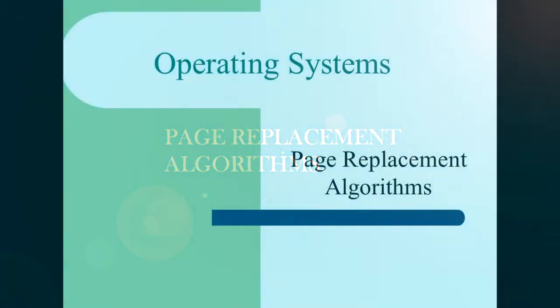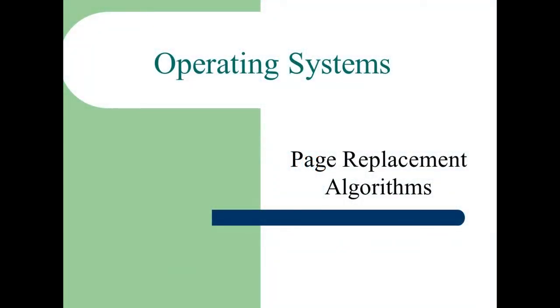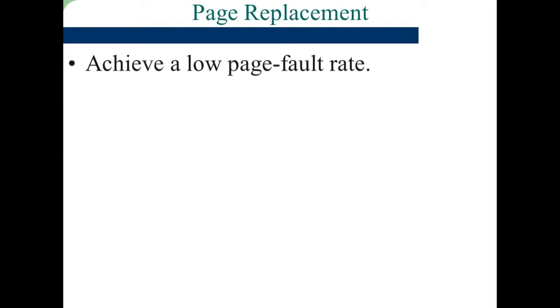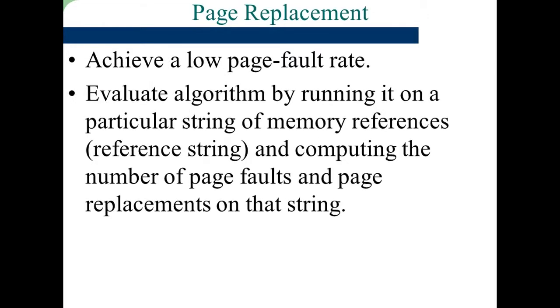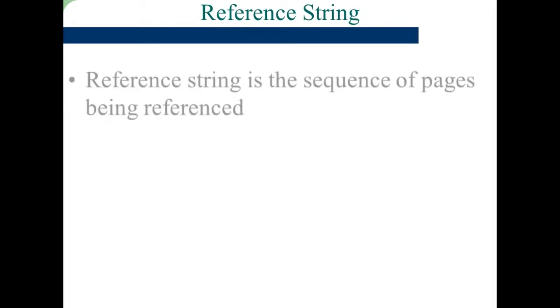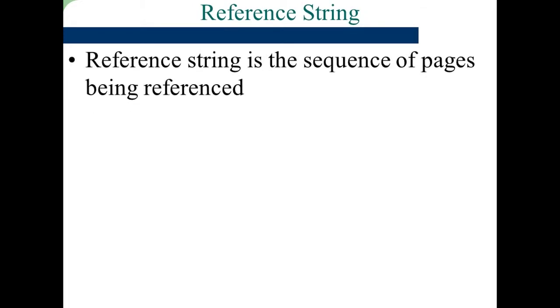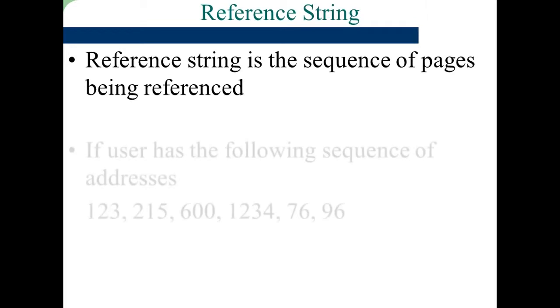In this video tutorial, we'll talk about page replacement algorithms. The main objective of a good replacement algorithm is to achieve a low page fault rate to ensure the heavily used pages stay in memory. Evaluation of an algorithm is done on a particular string of memory references called a reference string. The reference string is a sequence of pages being referenced.